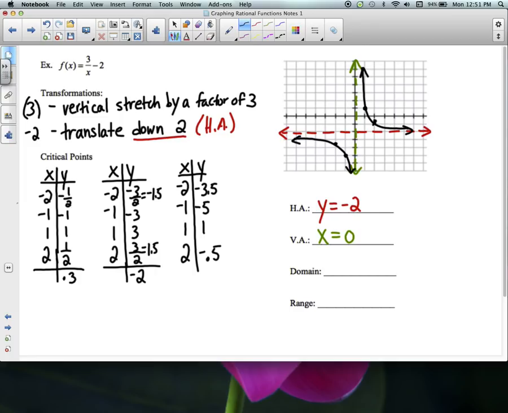You can kind of see the vertical stretch just pulls it away from the asymptotes a little bit more in the middle section. Our domain is going to be -infinity to 0, matches up with the vertical asymptote. And then the range is going to be -infinity to -2. Again, that matches up with the horizontal asymptote.